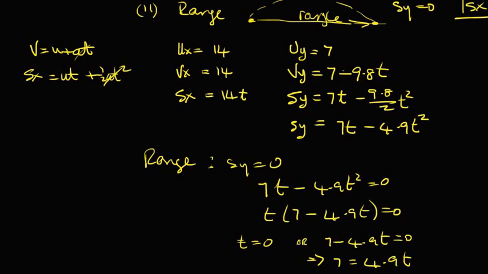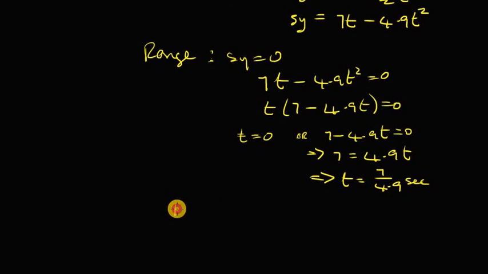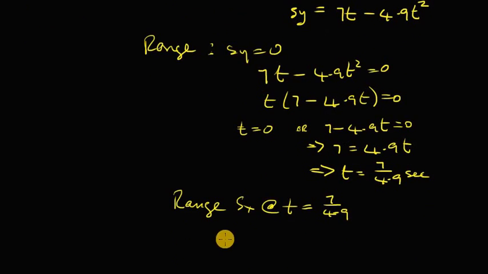Now, that's the time when s of y is equal to 0. Now we're going to get s of x at this time. Well, s of x is equal to 14t. That's our range. So the range is s of x at t equals 7 over 4.9. I'll go back up and check again: s of x is equal to 14t. So it's equal to 14 times 7 over 4.9, and that equals 20 meters. I think our units are meters. So 20 meters is the range.